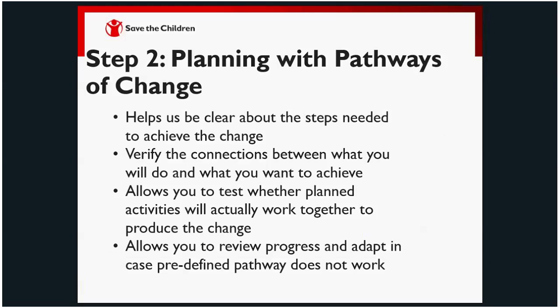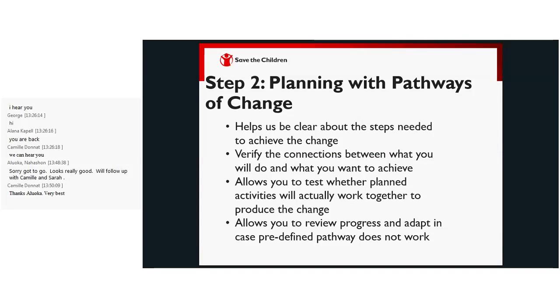And that is the step that identifies your critical point. Okay, you've done something, but whether it has resulted in something or not, and based on that, whether you would want to change your pathway, that is very critical. So step 2 defines how you can actually plan with pathways of change.